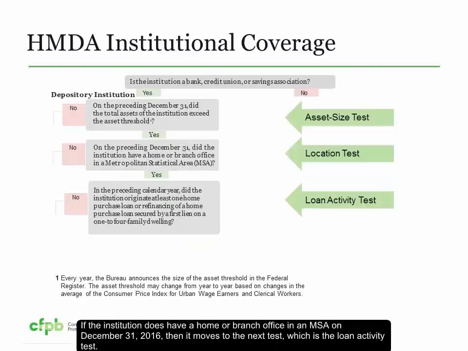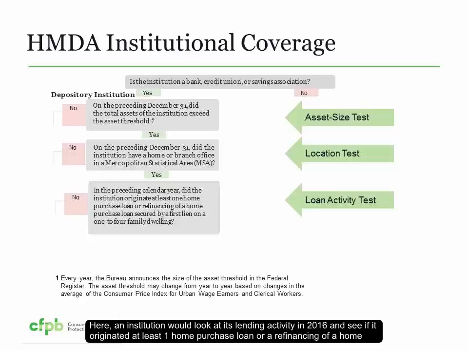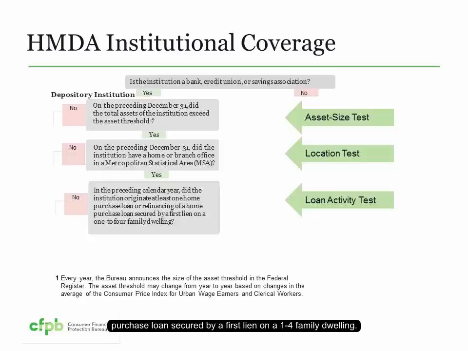If the institution does have a home or branch office in an MSA on December 31, 2016, then it moves to the next test, which is a loan activity test. Here, an institution would look at its lending activity in 2016 and see if it originated at least one home purchase loan or a refinancing of a home purchase loan secured by a first lien on a 1-to-4 family dwelling.